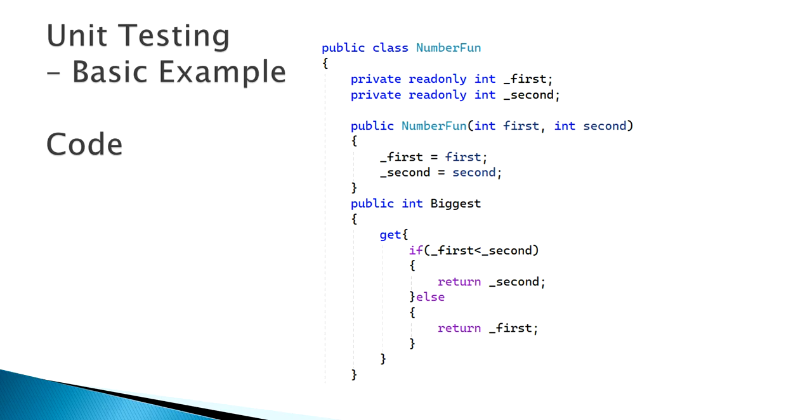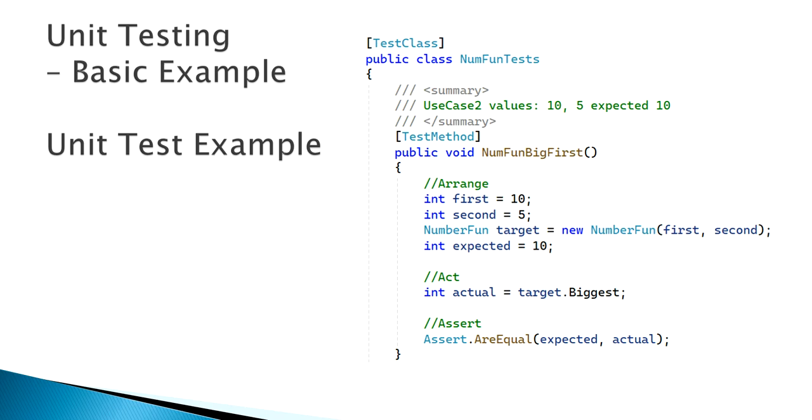Anyway, so that's what a simple non-static class here might look like. So what kind of a unit test might we create for this? Well, inside a test class, we might have a method. Now, that method might be based on a particular use case, where we define we're going to use certain values and we expect a certain result, right? So we would arrange, setting the values.